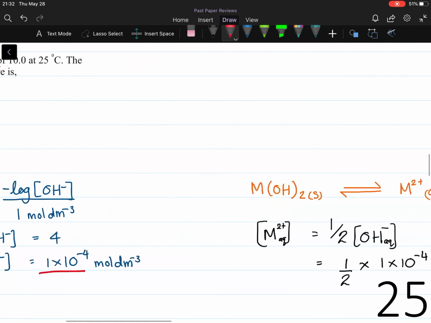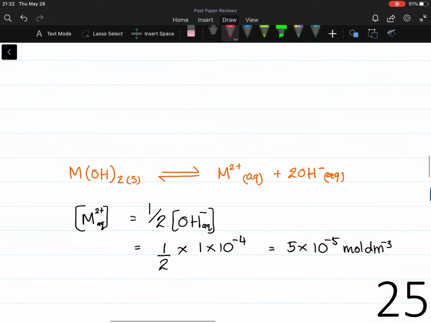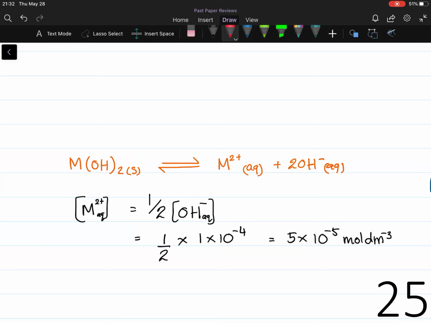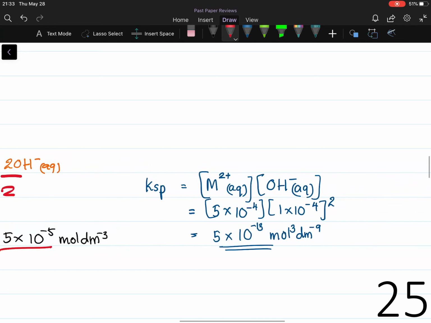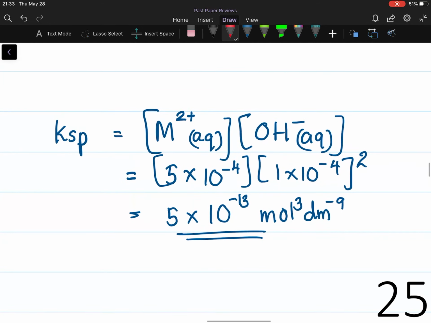Now let's take a look at how the MOH2 molecule dissociates. It's M2 plus 2 OH minus, giving them a 1 to 2 ratio. Therefore, the concentration of M2 plus ions should be half of the hydroxyl concentration, which gives us 5 into 10 to the power minus 5 moles per cubic decimeter. Now moving on to calculation of KSP, which is pretty easy. We get 5 into 10 to the power minus 13, which is the answer number 3.